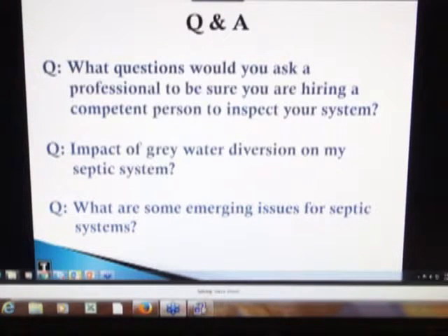So what are some emerging issues for septic systems? This is a really general question, but the way I looked at it is I know there's been a lot of changes in the rules. We're seeing a lot more aerobic systems, that sort of stuff. So what have you encountered, and what are some things that have changed in the business in the last few years?